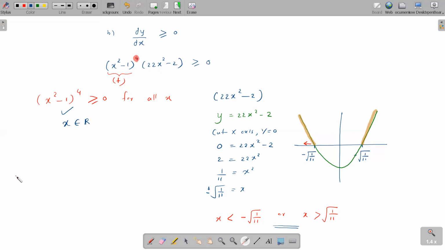So if the first part was not all real numbers and it also had a range, then we have to consider it. Yes, you have to consider that also. If this factor had a range, then you have to consider that range too. Say this is also a quadratic.